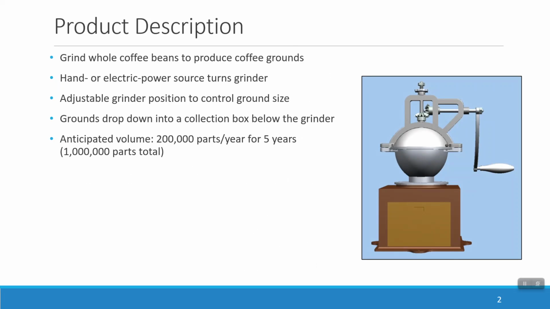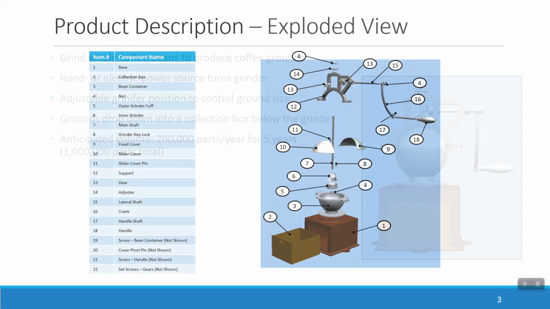The beans are first poured into the bean container and a user turns the handle to turn the bean grinder. The grinder position can be controlled to adjust the ground size. The grounds drop down into a collection box below the grinder for the user to access. Our anticipated volume is 200,000 parts per year, over 5 years for 1 million total.